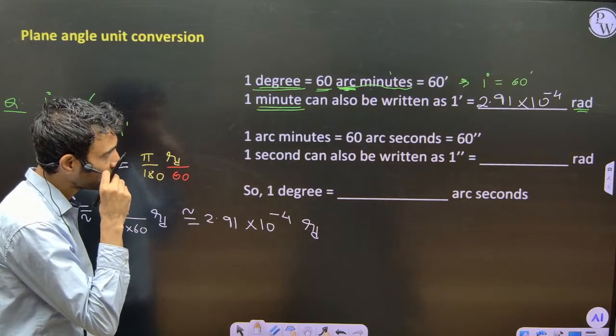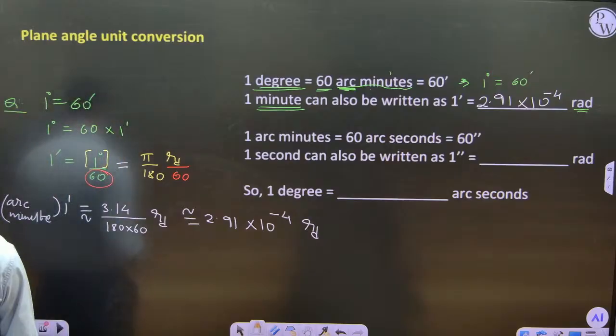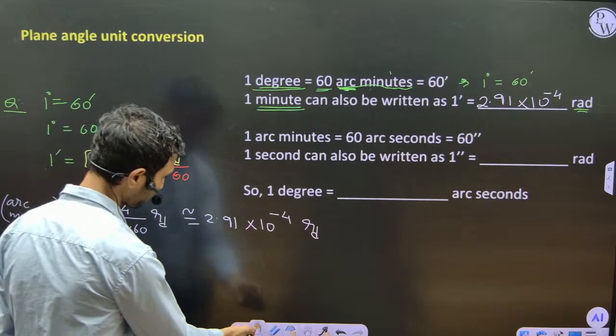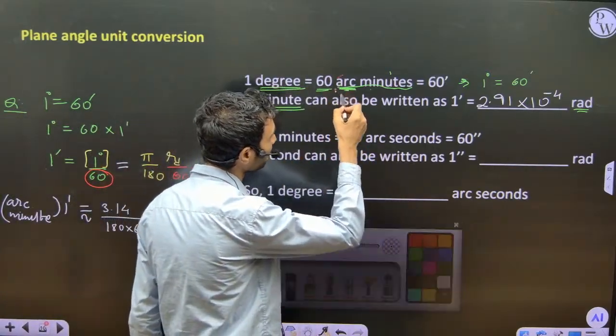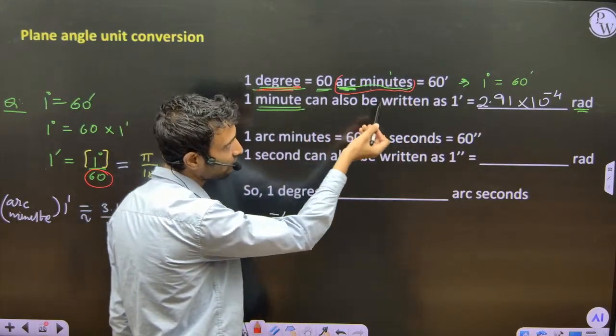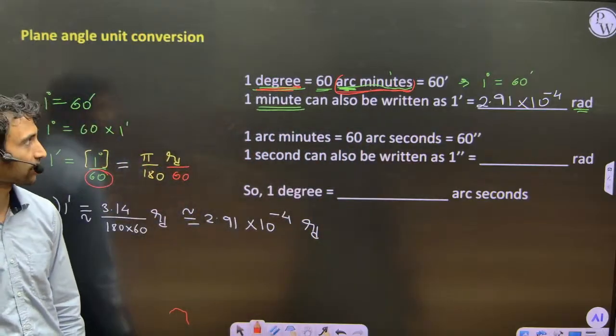Now let us find the relation between. So what did we study here? What did we come to know about? What is the new term we learned here? What is the new term, kids, that we learned? The new term that we came across here is arc minute, right? We didn't know this before. We knew degree, but we didn't know arc minute. I gave you a relation between 1 arc minute and 1 degree.